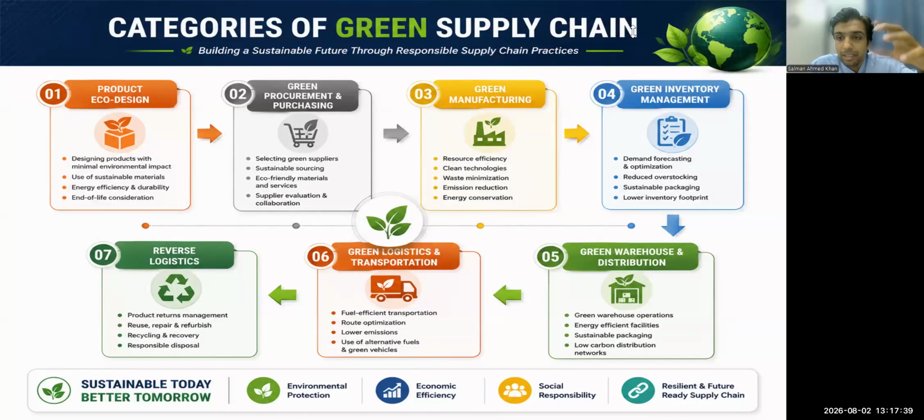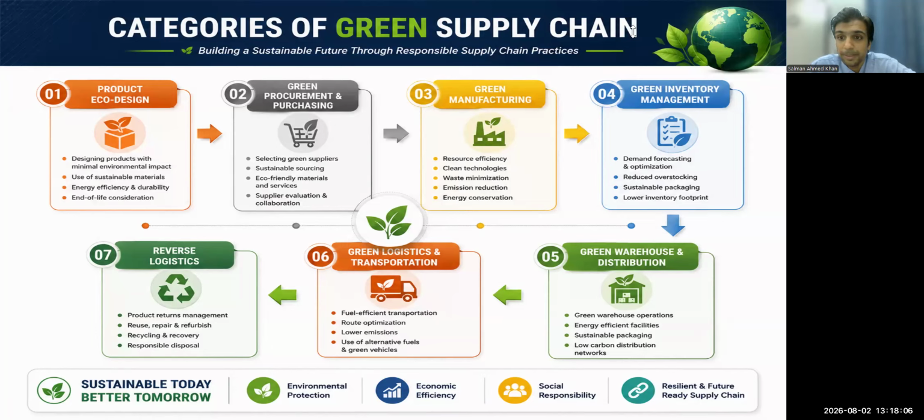Now, categories of the green supply chain management are the product eco design, green procurement and purchasing. If I talk about product eco design, it means designing products with a minimal environmental impact and greater durability, produced based on the best energy efficient products. And obviously, it will be done when you have a green procurement or green purchasing.